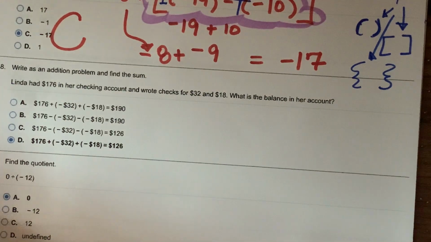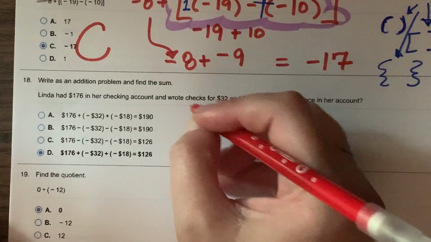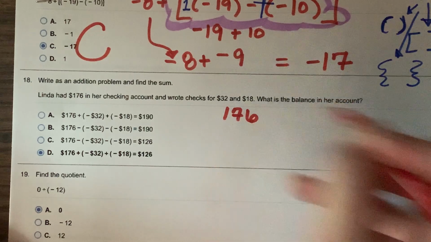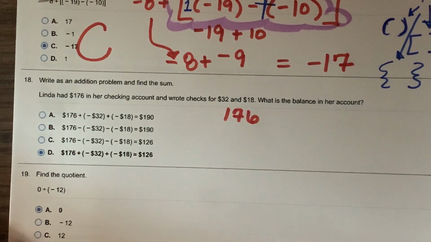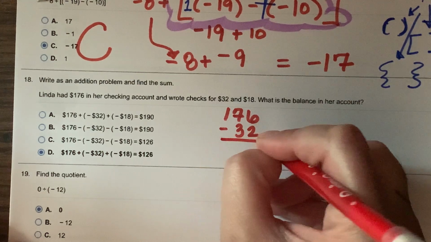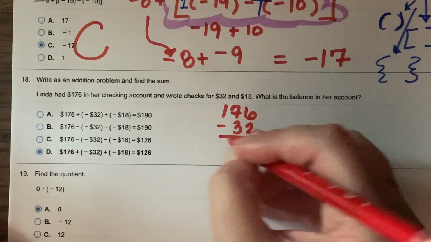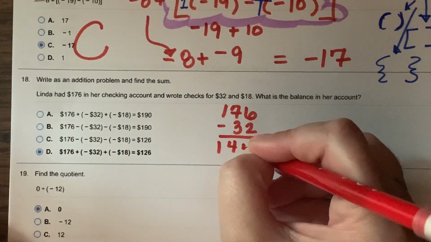Okay, let's look at 18. It says Linda had $176 in her checking account. Yay, Linda. And she wrote a check for $32. Darn. So that means we have to subtract. Okay, so that makes $144.